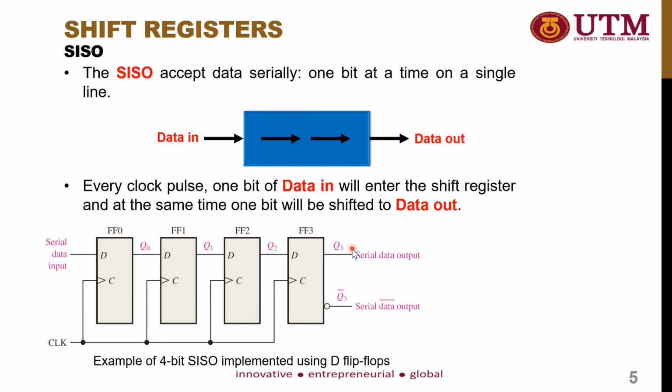In this type of shift register, it only has two inputs, which are the serial data input and the CLK, which is the input clock, and it has two outputs, which are the serial data output and the serial data output bar.